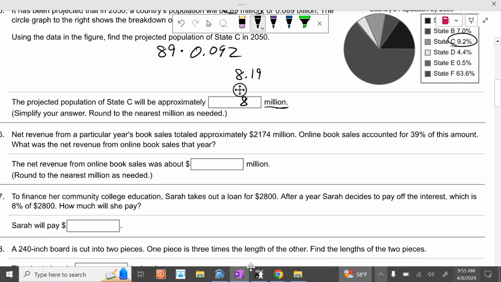All right. Net revenue from a particular yearbook sale is $21.74 million. Online book sales count for 39% of this. What revenue was from online book sales? So we take it times 0.39. So 21.74 times 0.39. 8.47 million.